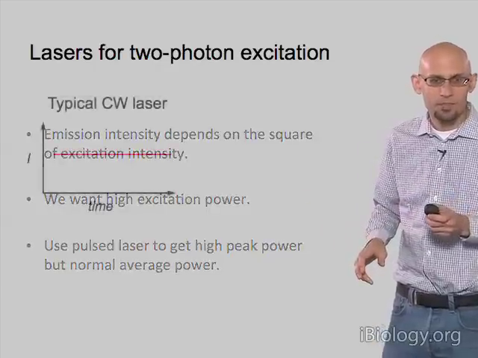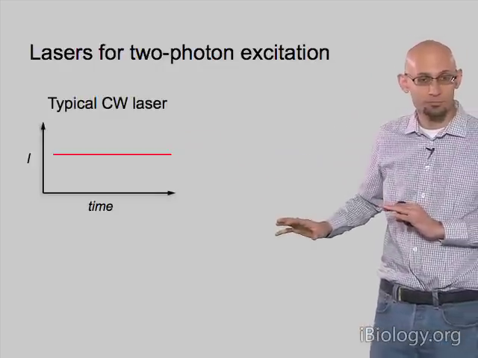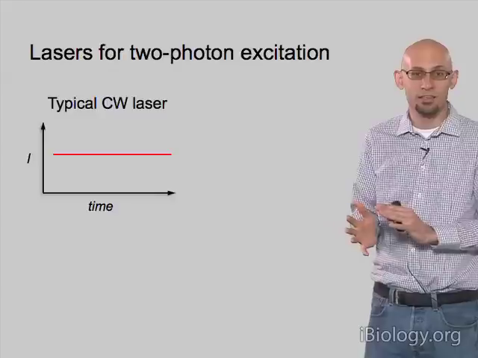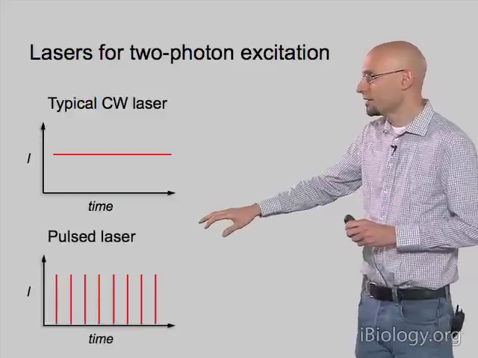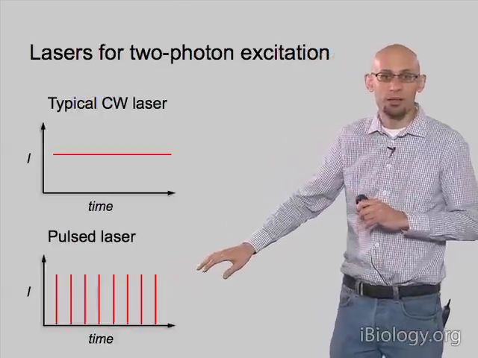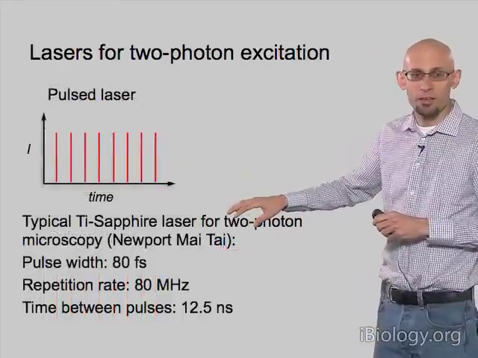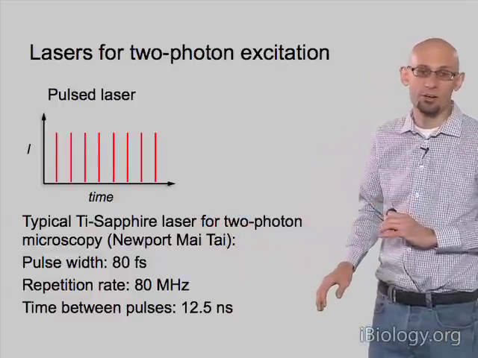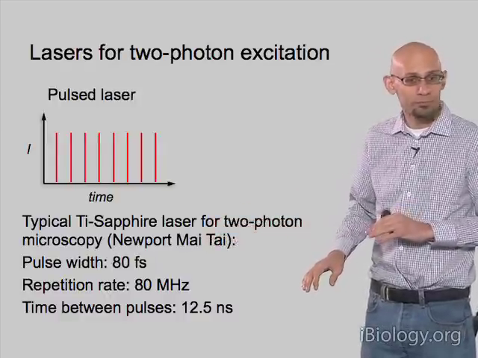So the idea here is, in a typical laser, a so-called CW or continuous wave laser, we have constant intensity per unit time. It's like a light bulb. It's just on and it shines light at some intensity however long it's on. In a pulsed laser, what we have instead is these pulses that are emitted by the laser. So now the laser is dark most of the time, and only in these short bursts does it emit light. A typical laser you would use for two-photon microscopy is called a Ti-Sapphire laser. It's a titanium-doped sapphire crystal. The particular one I'm giving the specs for here is this Ti laser from Newport.